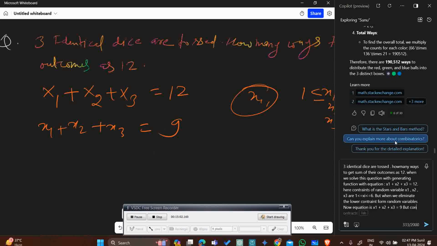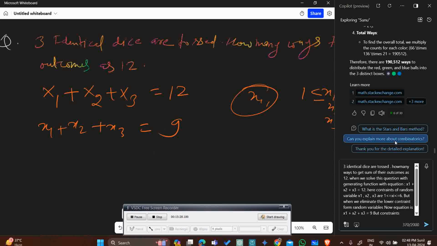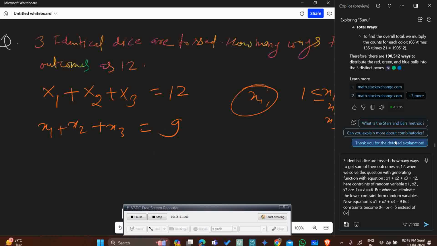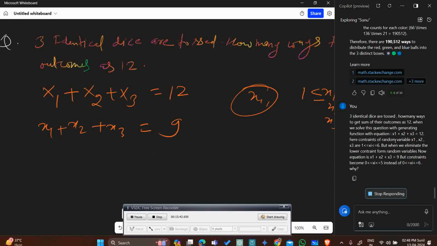But the constraints become 0 less than or equal to xi, sorry, less than or equal to 5. Why? This is the problem. A very big problem, I think.